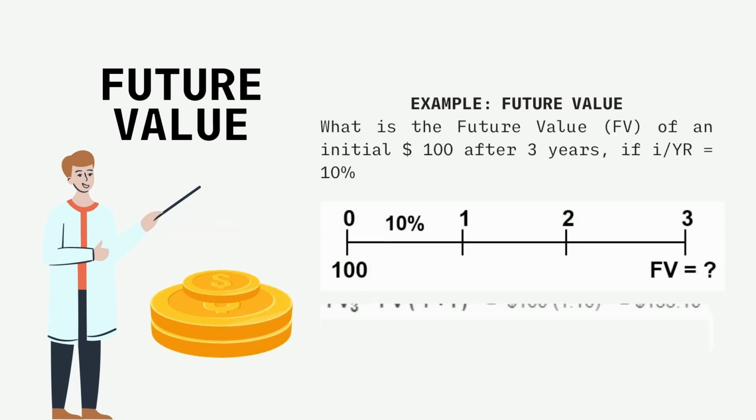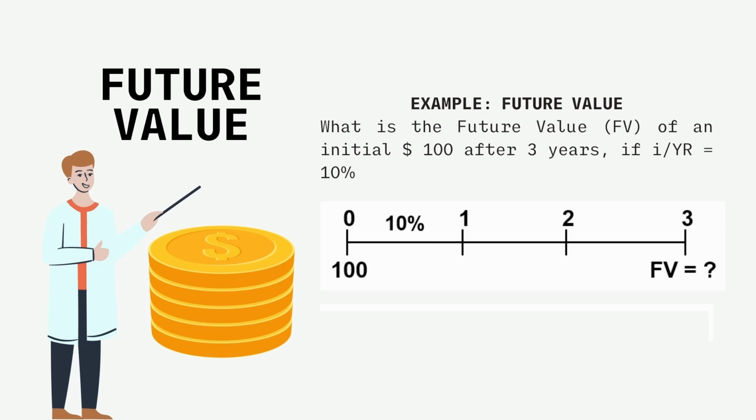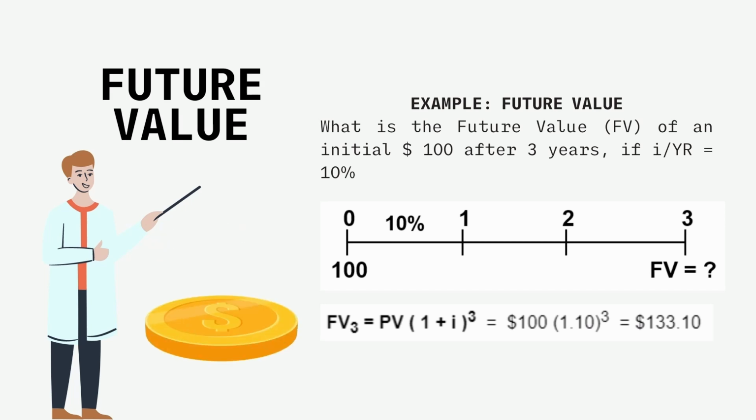In this example, the question is, what is the future value, or FV, of an initial $100 after 3 years if the interest rate per year is 10%? Applying the future value formula, we have $100 as the present value, 1 plus I is 1.10 because the interest rate is 10%, and it's raised to the 3, which refers to the number of years. And the answer we get is 133.10.